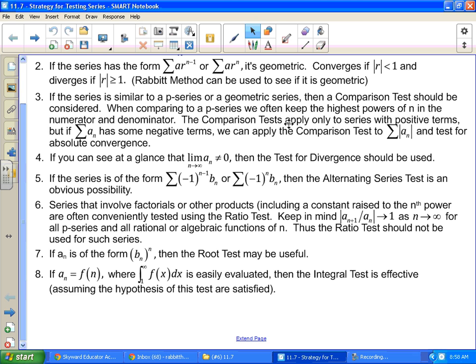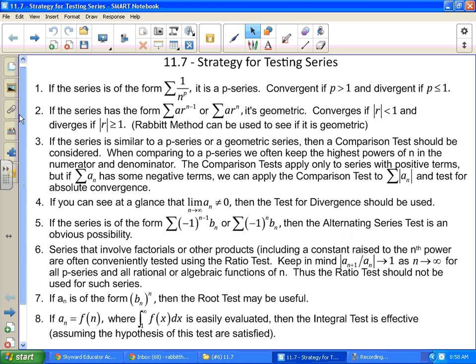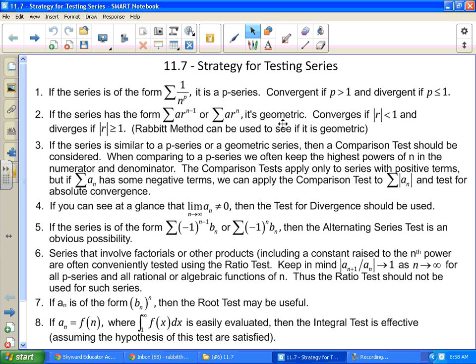The third one, if we have something that's similar to a p-series, or similar to a geometric series, then you're going to use the comparison test. Most of the time, it seems like the comparison test is used and we compare it to a p-series. So if it looks like a p-series, that's probably what you're going to use, that comparison test. Or if the comparison test doesn't work, the limit comparison test. When comparing to a p-series, we often keep the highest powers in the numerator and denominator. Remember that? And then you can reduce it down. So that's a way to go about doing the comparison test.